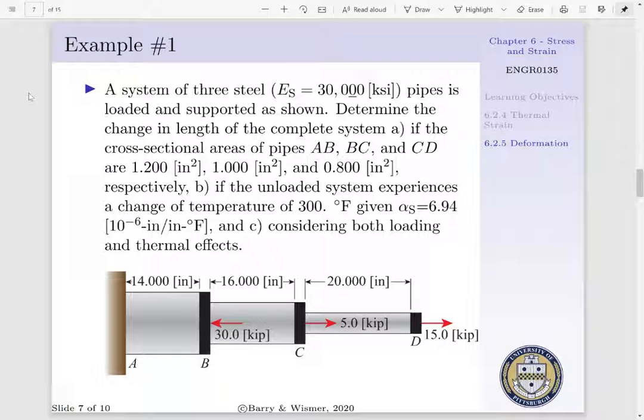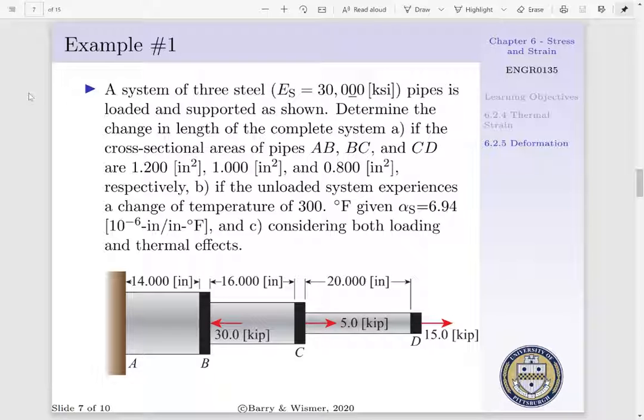We want to see how we can apply what we learned about thermal and applied load deformations. Let's consider a system of 3 steel pipes, where the modulus of elasticity is given as 30,000 ksi, and it's loaded and supported as shown below. We want to determine the change of length of the complete system for the 3 configurations.